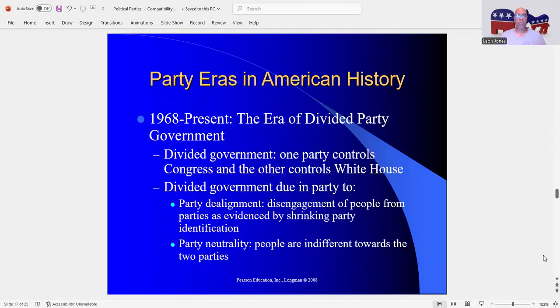Now, from 1968 to the present, the era of divided party government. Divided government: one party controls Congress and the other controls the White House. Divided government is due in part to party de-alignment. Disengagement of people from parties is evidenced by shrinking party identification. Then you have party neutrality. People are indifferent toward the two parties.